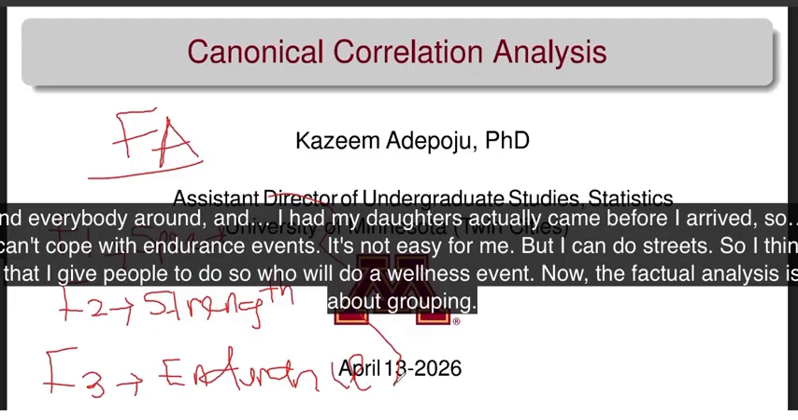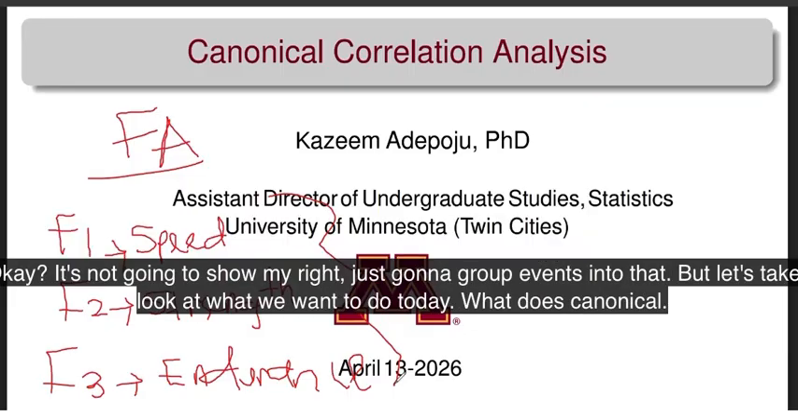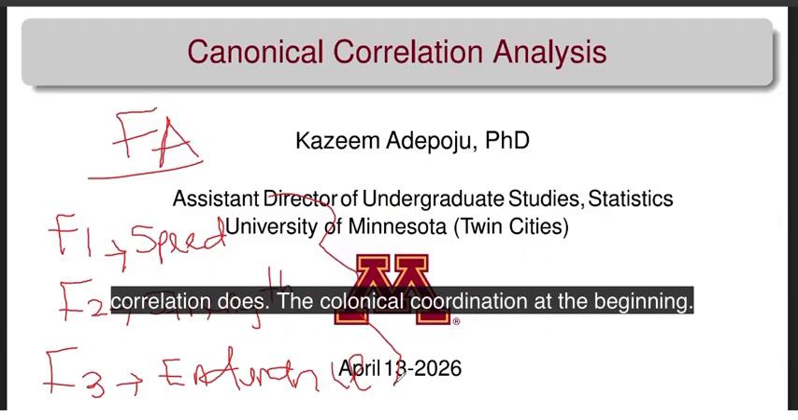Now the factor analysis is about grouping. It's not going to summarize, it's just going to group events. But let's take a look at what we want to do today. What does canonical correlation do?